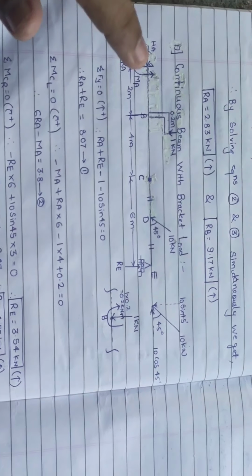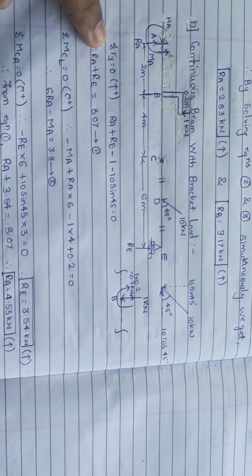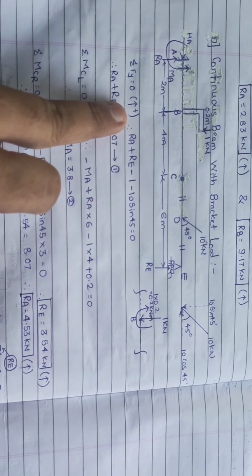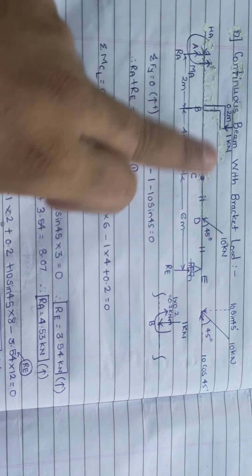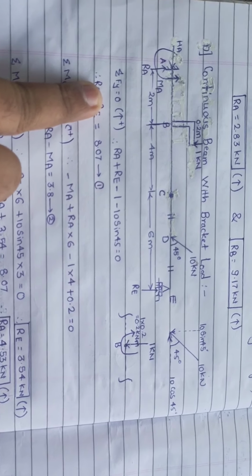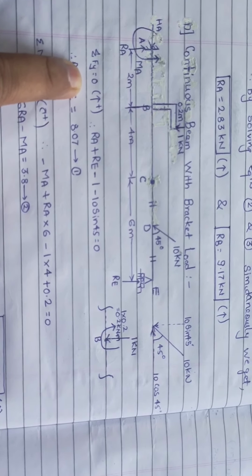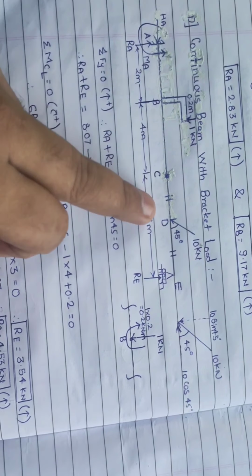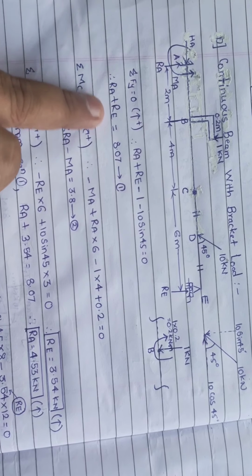Okay, now summation Fy equal to 0 I am doing. So for summation Fy equal to 0, I have Ra plus I have Re, both are upward, I am taking upward positive. Then minus 1 of this load. Moment you should not consider while calculating the summation Fy equal to 0 or summation Fx equal to 0, because here we are taking only the forces coming on the beam. Then there is one more load, this is a downward load, so minus 10 sine 45. So I get an equation.